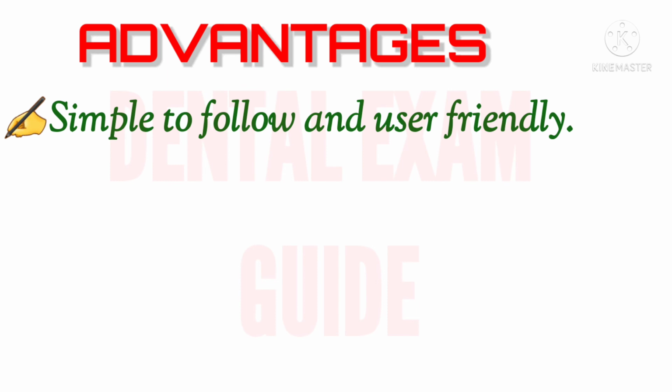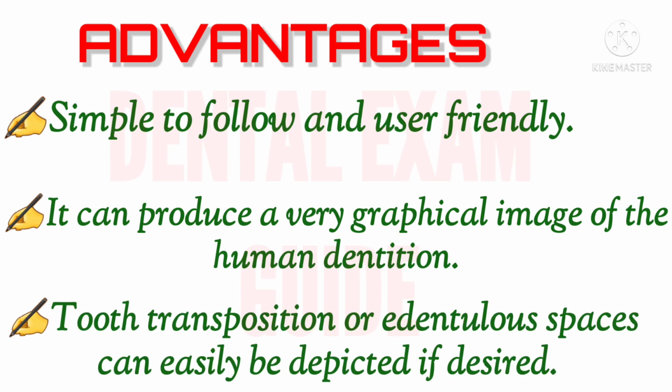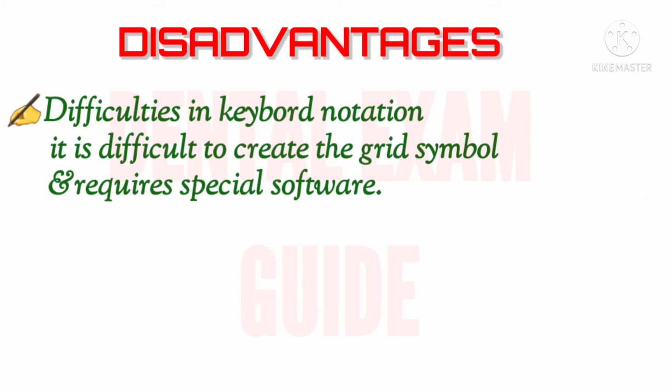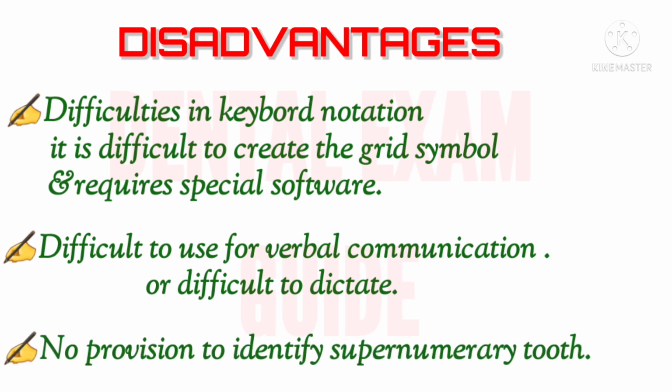Advantages of the system were that it was simple to follow and user friendly compared to the systems that were previously used. It can produce a very graphical image of the dentition, and tooth transposition or edentulous spaces can easily be depicted. Disadvantages are difficulties in keyboard notation. It is difficult to create the grid symbol and it requires special software. It is difficult to dictate, so it is difficult to use for verbal communication. Another disadvantage is that there is no provision to code supernumerary teeth.